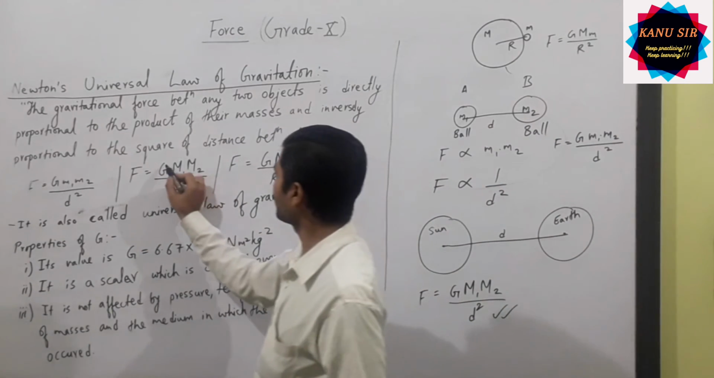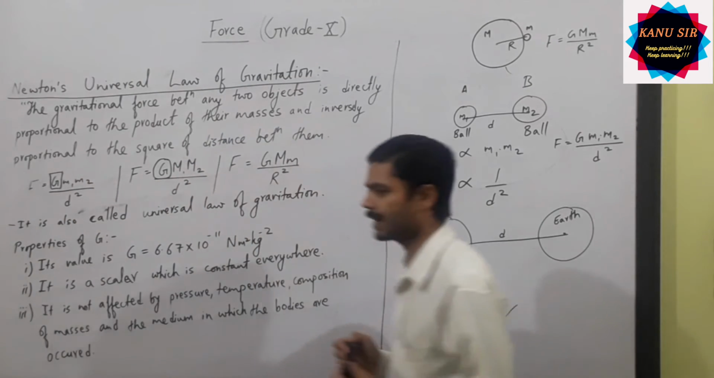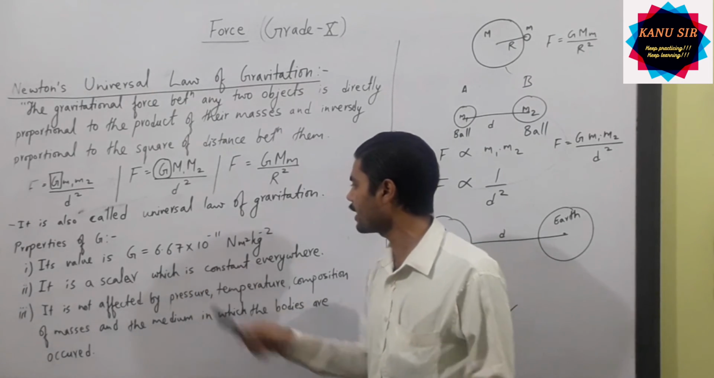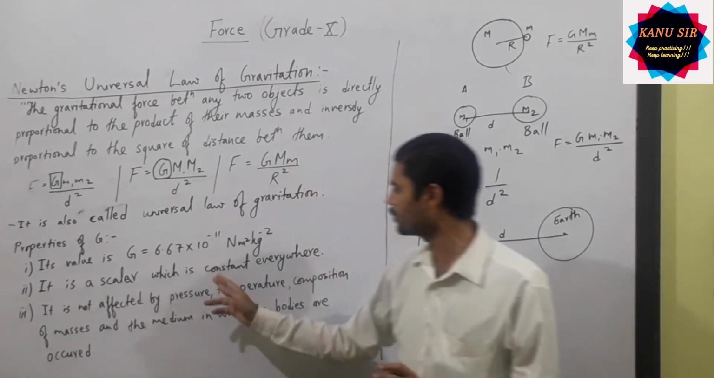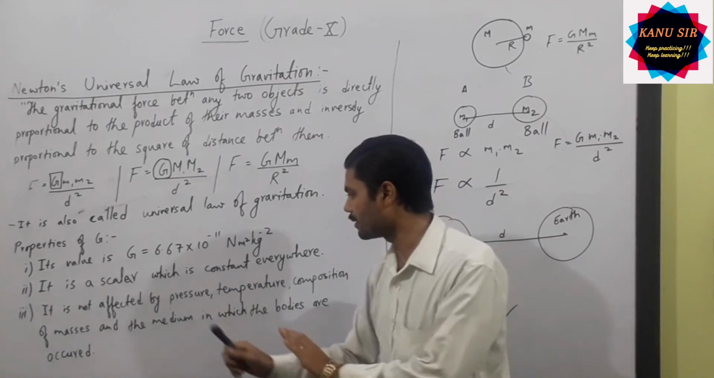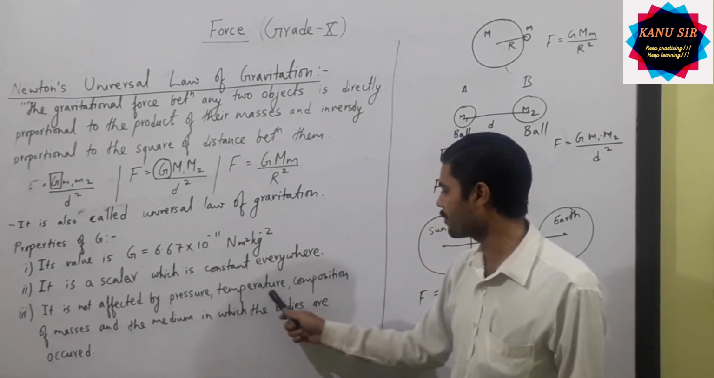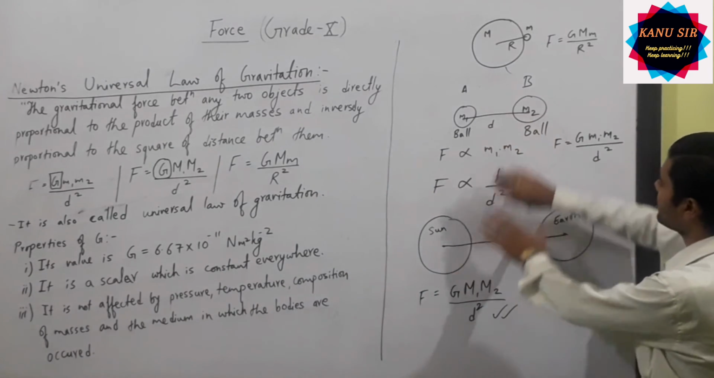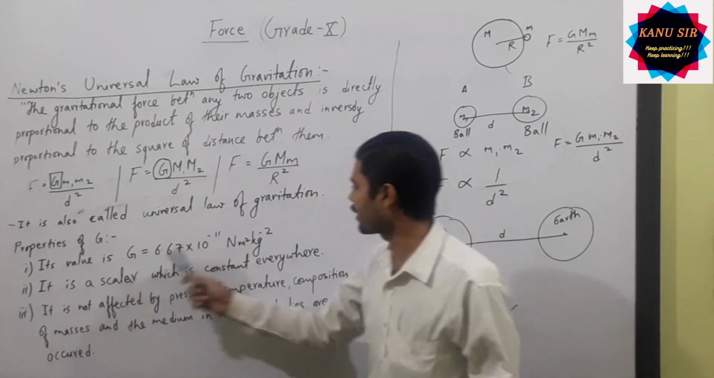There is one more point, that is capital G. What is this capital G? It is called the gravitational constant, and its value is fixed: 6.67 into 10 to the power minus 11 Newton meter square per kg square. It is a scalar quantity which is constant everywhere. It doesn't change because of any external force or pressure, neither does it change with temperature or with change in the masses. Whatever the mass is, there will be no change in capital G, the gravitational constant.